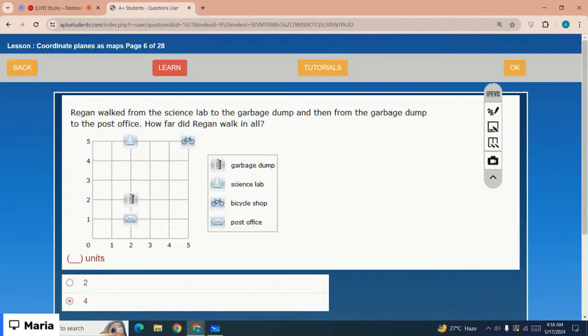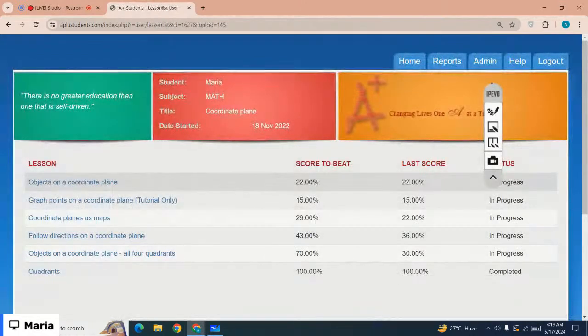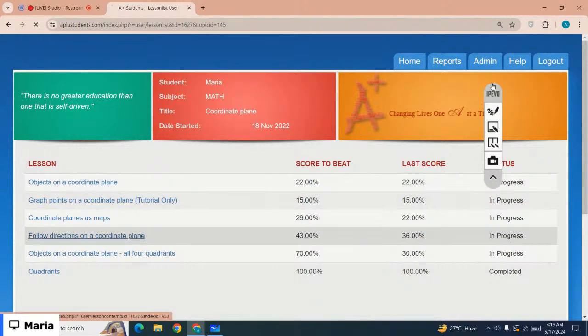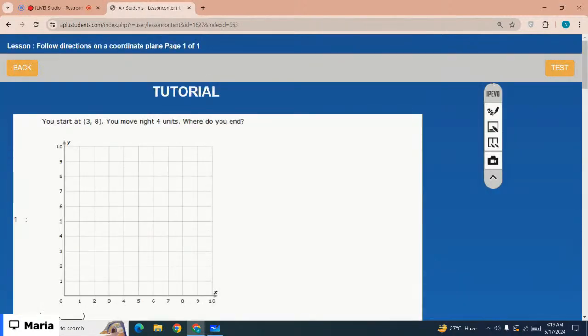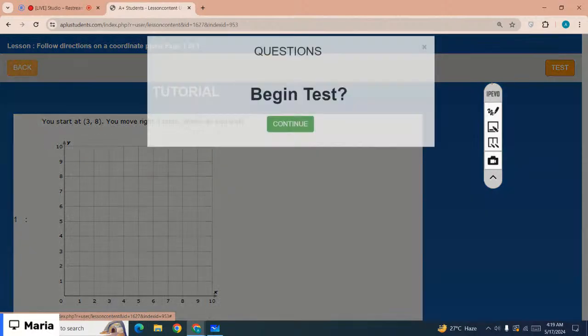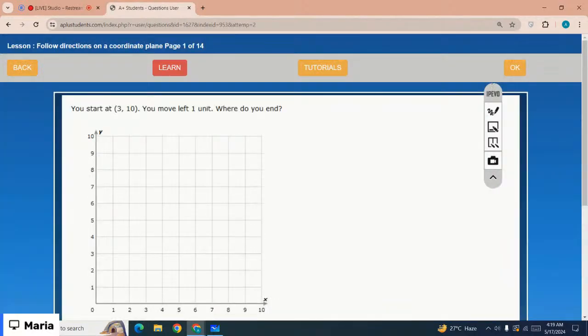Okay, you can complete the lesson by yourself later today. Let me just move on to the next lesson. And the next lesson is follow directions on a coordinate plane. Okay, let's just start with the test questions.